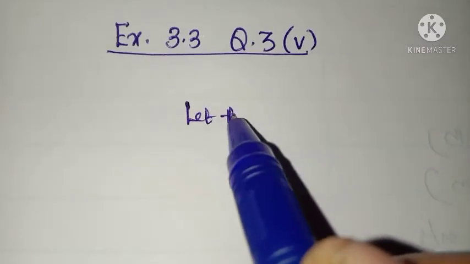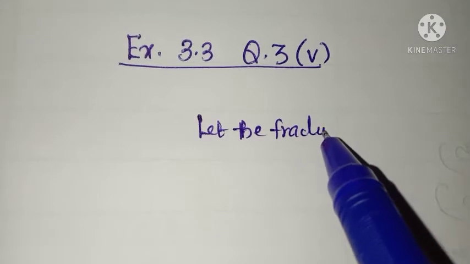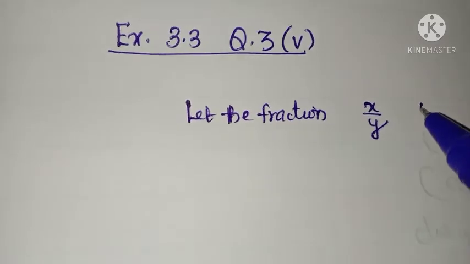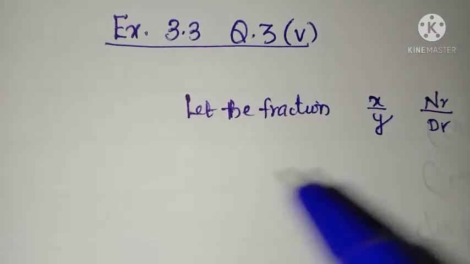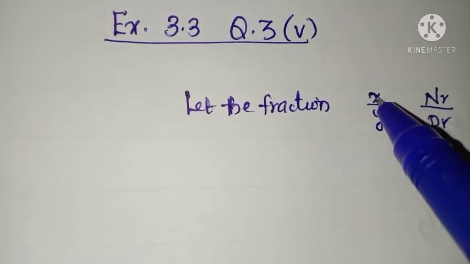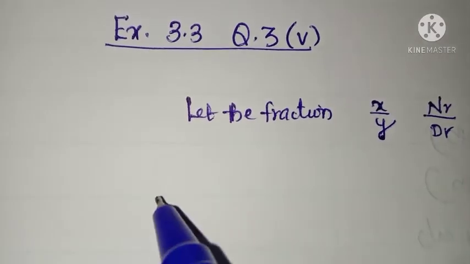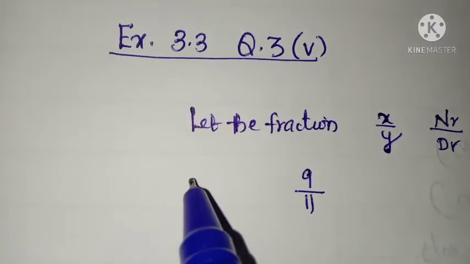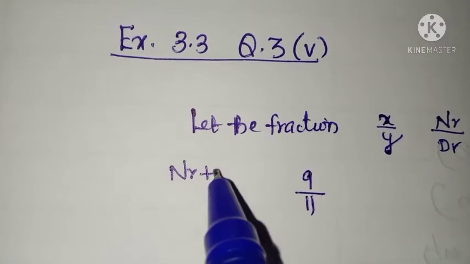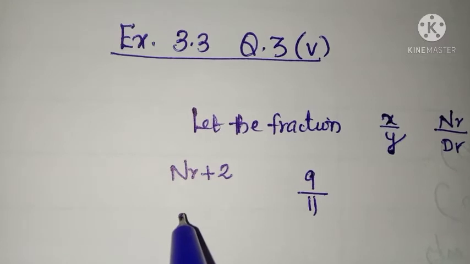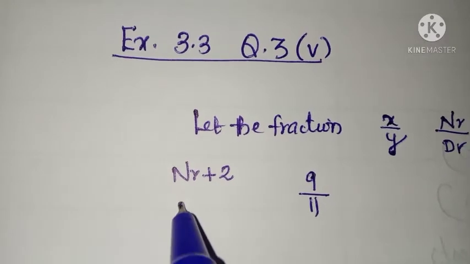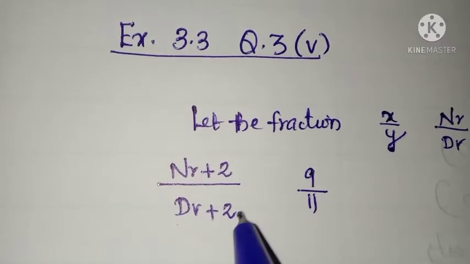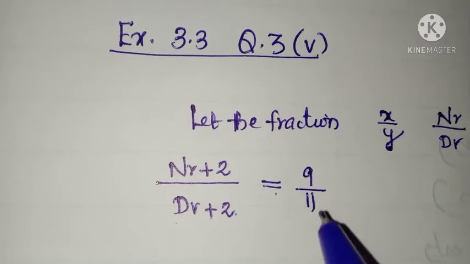Let the fraction be x by y. So we introduce the variable x as numerator and y as denominator, so that the fraction will be x by y. Now read the statement. A fraction becomes 9 by 11 if 2 is added to the numerator and 2 is added to the denominator. So if you are adding 2 to the numerator and denominator, the fraction becomes 9 by 11.